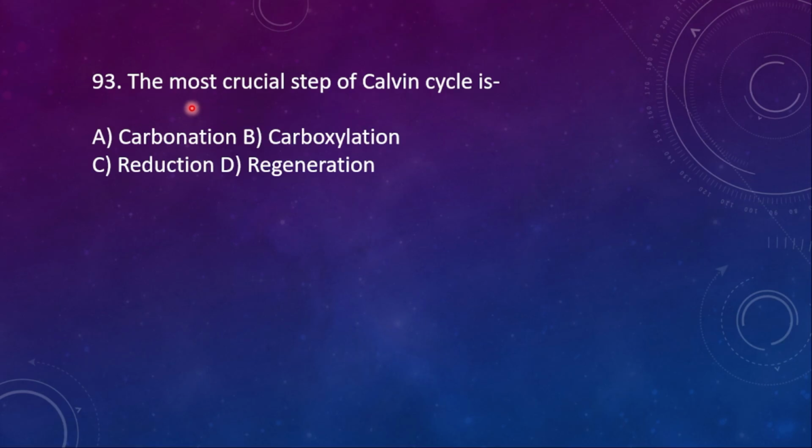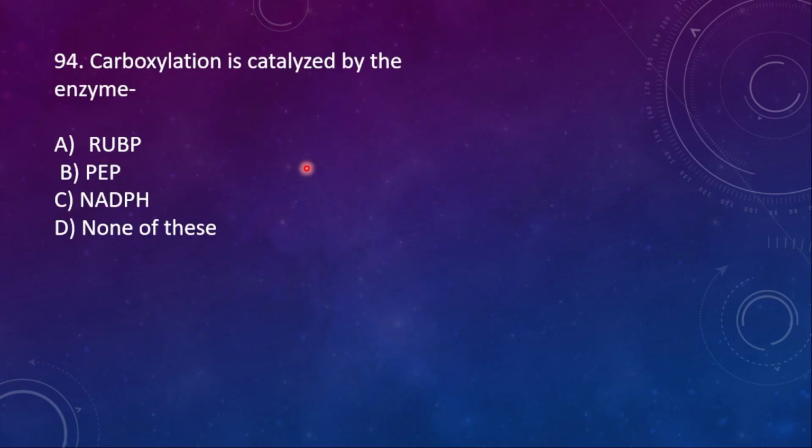93. The most crucial step of Calvin cycle is A. carboxylation, B. carboxylation, C. reduction and then D. regeneration. Here the right option is B, carboxylation.